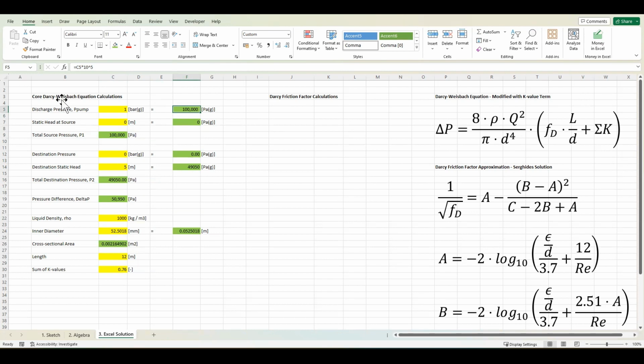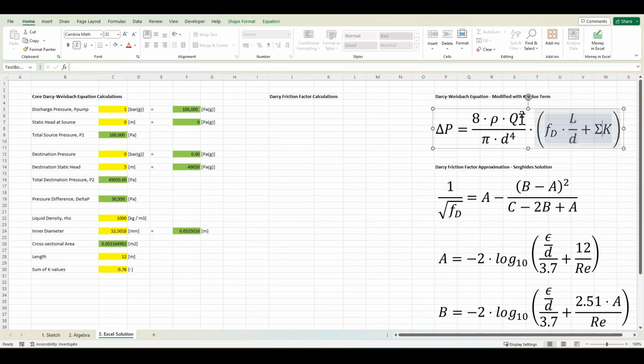So this is sort of the core Darcy-Weisbach equation. We're getting everything together here. So you'll notice we've got density. We've not got flow yet, which we'll get to in a second. We've got diameter. We've not got friction factor. We do have length. Again, diameter. We do have the K value. So let's add in the volumetric flow.